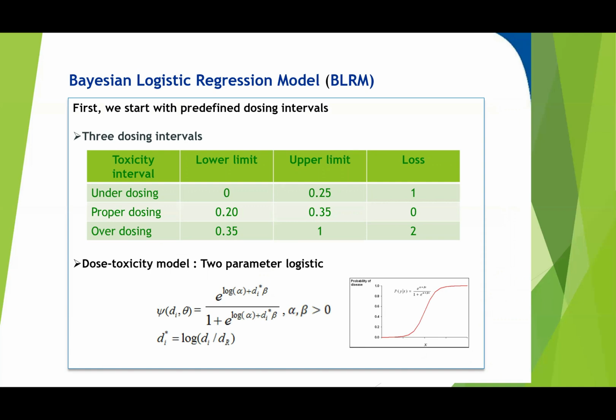Next, we come to a regular Bayesian design called BLRM. And for that, first we start with predefined dosing intervals. Now, we identify 3 classes of toxicity intervals, like underdosing, proper dosing, and overdosing.